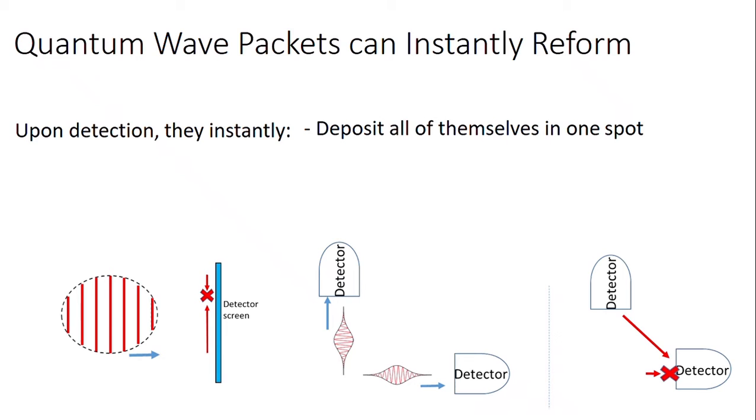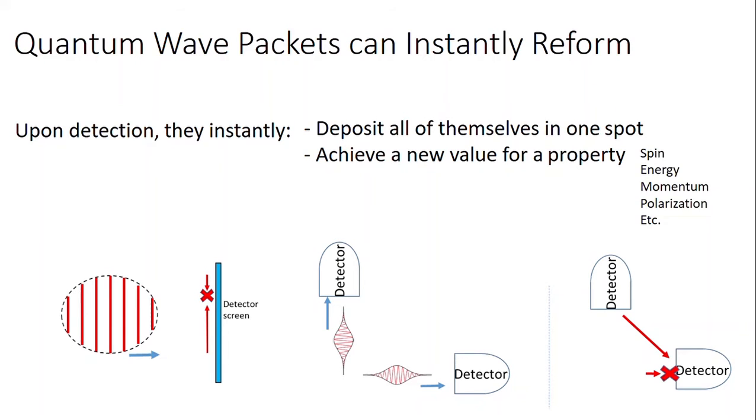Now, this isn't all that happens upon collapse or instant reformation. You also have a bunch of other properties such as spin, energy, and momentum that quantum objects can have, and they have a range of possible values just like they have a range of possible locations that they can get upon collapse. So upon collapse, you get a new value of spin, a new value of energy, and so on out of the range of possibilities that you have.